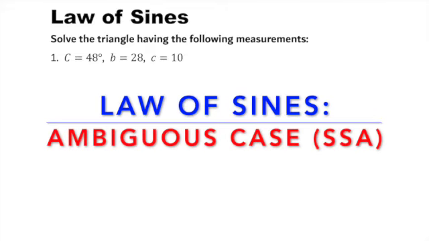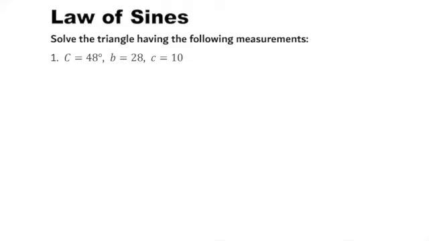Murray's Mathland, doing some law of sines, and today we are talking about solving a triangle having these measurements, and specifically we're going to be talking about what we call the ambiguous case in this section. And here's what we mean by this. Look what's given here. Solve the triangle having these following measurements, and I'm just going to draw a generic triangle to help me visualize some things.